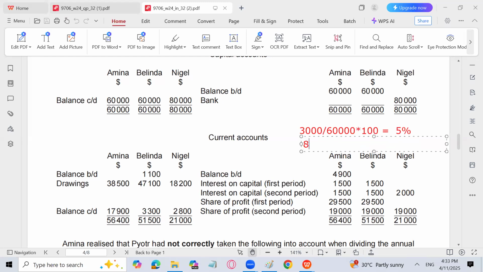Nigel's capital is 80,000, and the interest rate is 5% into 6/12, because we will pay him interest on capital for only 6 months. So that comes to 2,000. But the examiner has told us that the calculation has gone wrong.